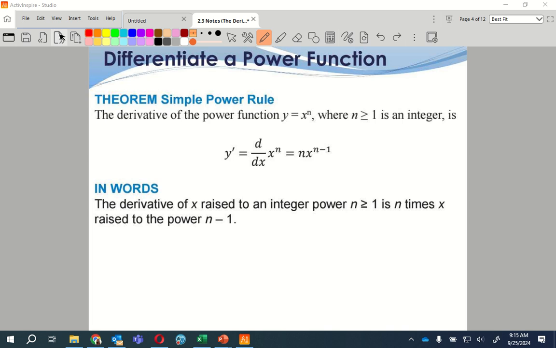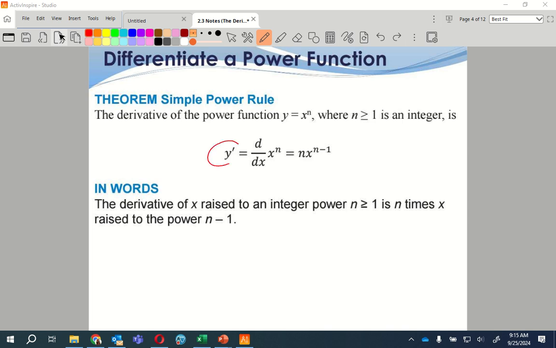More voodoo magic. Subtract 1 from my exponent and multiply it by the number that's out front. The derivative of x raised to an integer power n greater than 1 is n times x raised to the power of n minus 1.